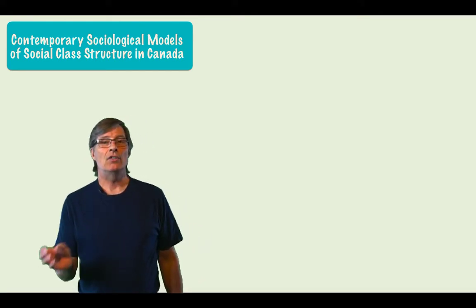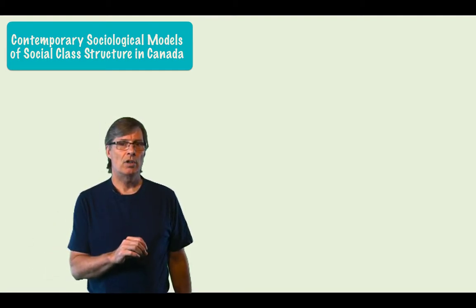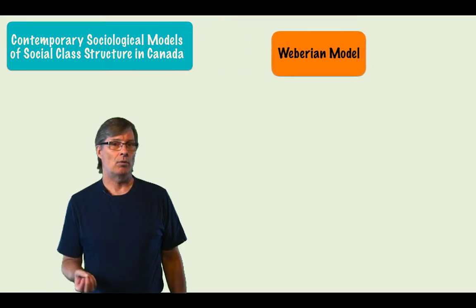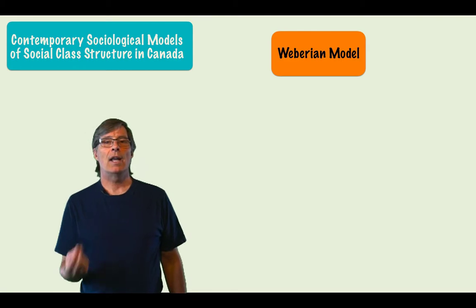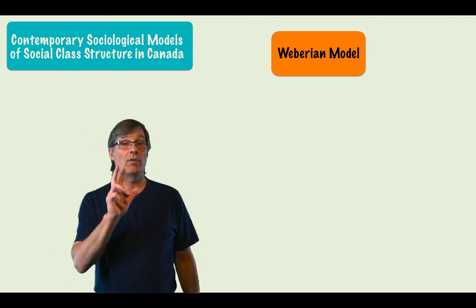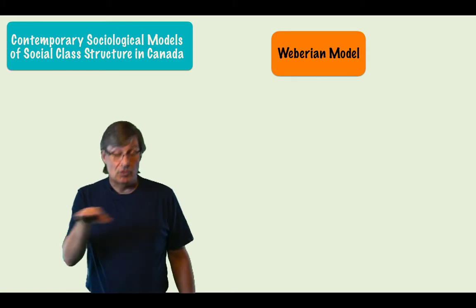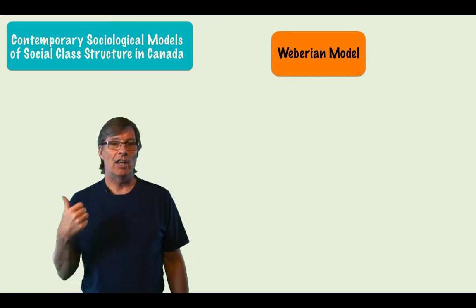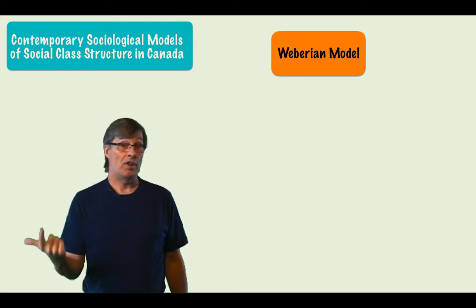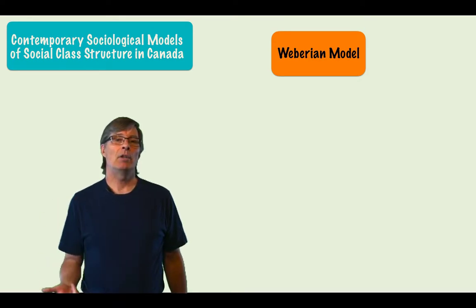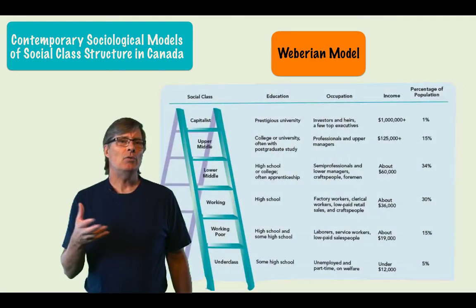We're going to look at two models. One is based on a Weberian approach, and the other is based on a Marxian approach. And we'll begin with the Weberian model. And here, class position is based on three elements. So our class status is based on three elements: education, occupation of the family's head, whether that be mother or father, and the family income. Those are the three elements in the Weberian model. And they use these criteria.